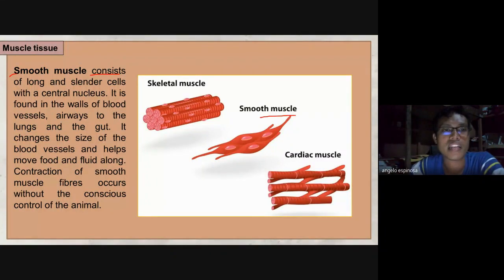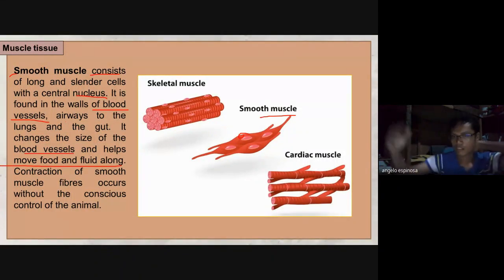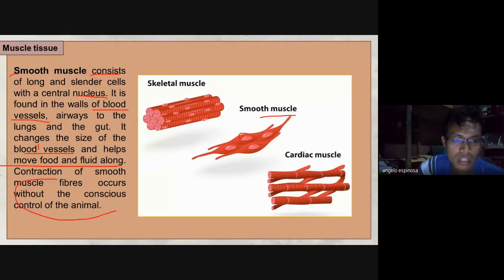So, smooth muscles are slender cells with a central nucleus. It is found in the walls of blood vessels, airways to the lungs, and in the gut. It changes the size of the blood vessels and helps move food and fluid. Ang trabaho ng smooth muscles, pag dumadaan yung mga food, magbe-bend siya, magsi-stretch. That is smooth muscles. Contraction of smooth muscle fibers occurs without conscious control of the animal. Ano ibig sabihin ng conscious control? Ibig sabihin, walang control ng animal. So, that is what we call involuntary.